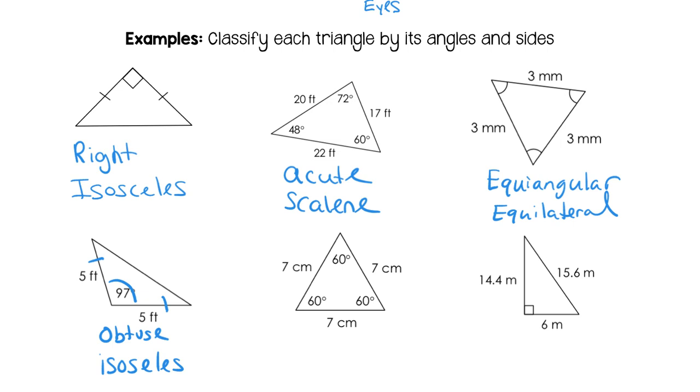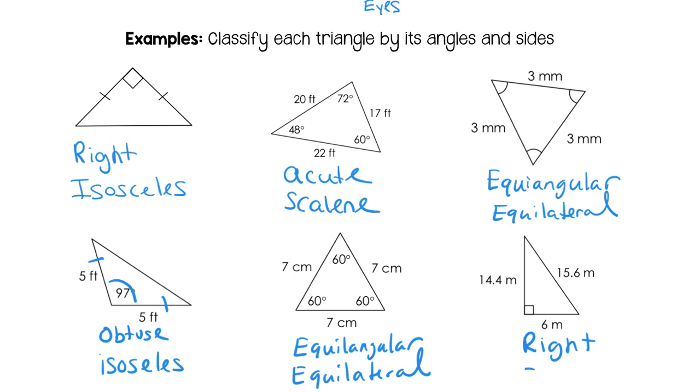All right, this middle bottom one, we've got three angles that are all the same. So we've got equiangular. And then all three sides have a length of 7. So this is not only equiangular, it's also equilateral. And then our last one here, we've got a right angle. So this is a right triangle. Then all three side lengths are different lengths. So this would be a right scalene triangle.